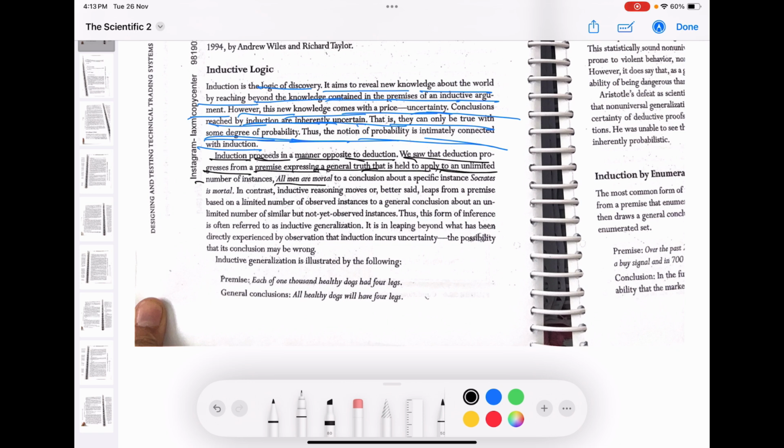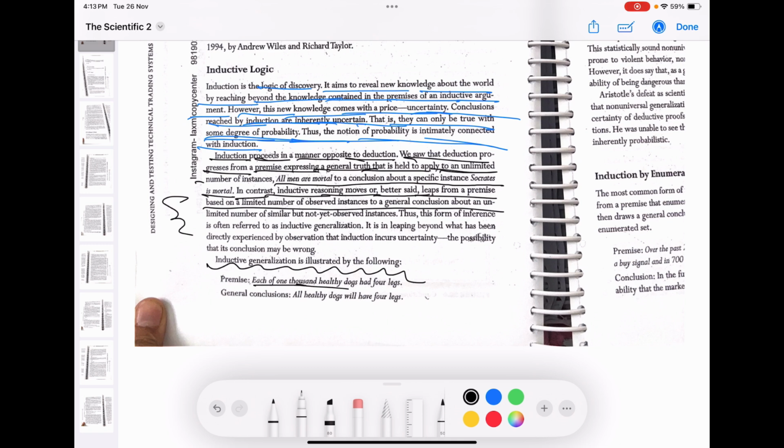All men are mortal. To a conclusion about the specific instance, Socrates is mortal. In contrast, inductive reasoning moves, or better said, leaps from a premise based on a limited number of observations to a general conclusion. Now, let's talk about the examples of inductive generalization. Now, what is inductive generalization?